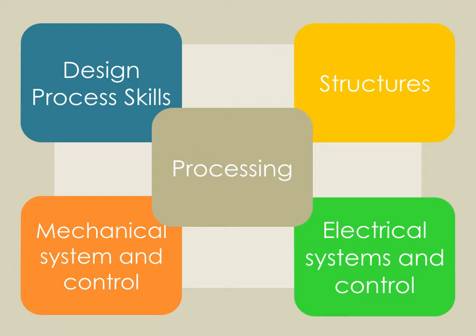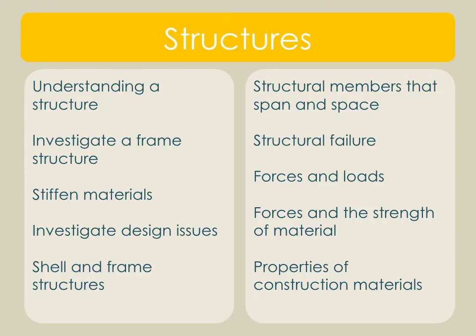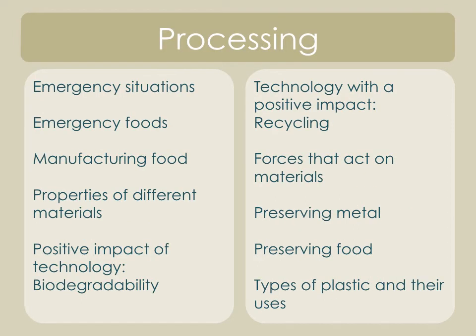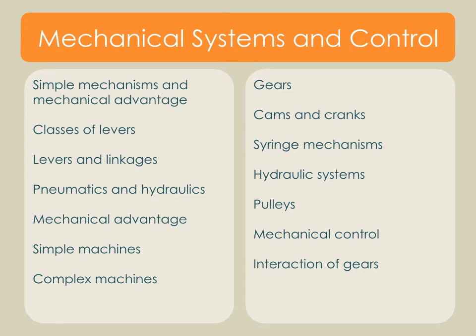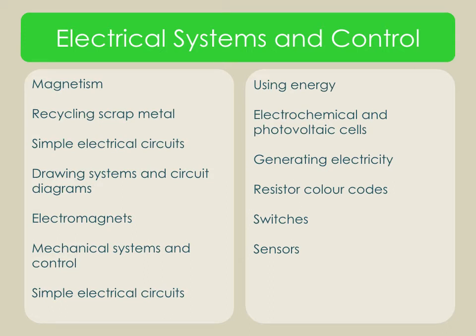Now, each of these are broken down into different categories or topics under structures. So, for example, if you have a look, there's a wide range of what the learners learn within structures. And this is obviously divided between grades 7, 8, and 9. And we'll have a look just now at what is in each of these grades. Processing, also a wide range. This gives you an overview of what they're going to be studying in processing. Mechanical systems and control also gives the learners a whole different taste for different elements of mechanical systems and control. And then they touch on electrical systems and control as well.